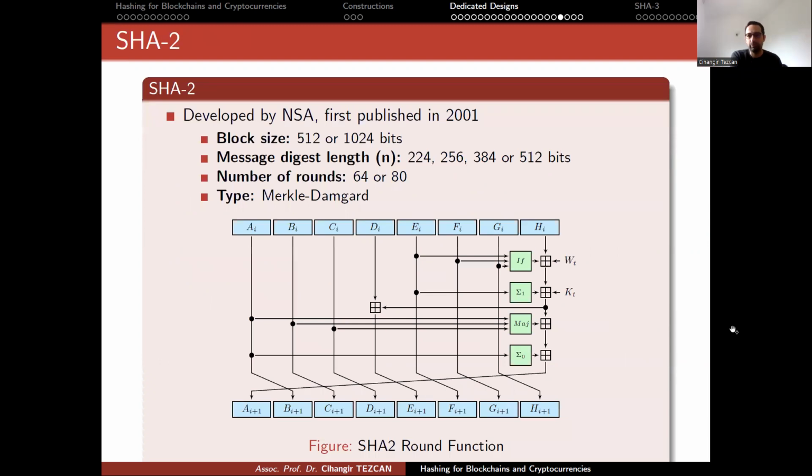Okay, let's move on to the final Merkle-Damgard example we have. It is SHA2, and it is still secure, and this is what we use in practice most of the time. It was again developed by the NSA, first published in 2001, but this time the message digest length is increased. As you can see, there are 4 variations. You can choose which one you want depending on the context. But when we say SHA-256, we talk about this version. But you can also choose SHA-512 if you want.